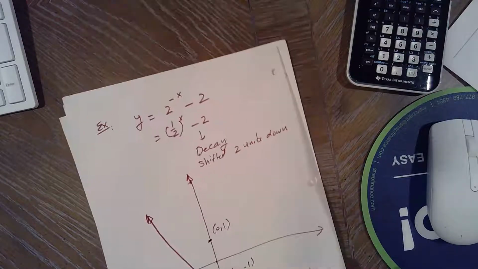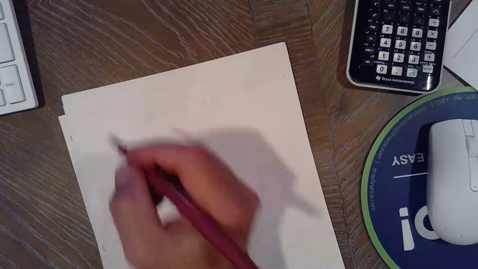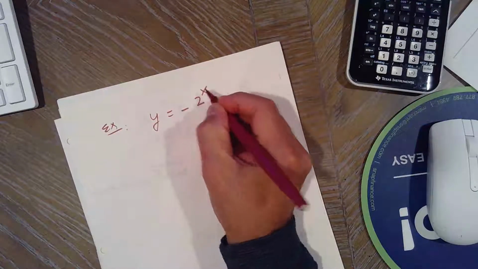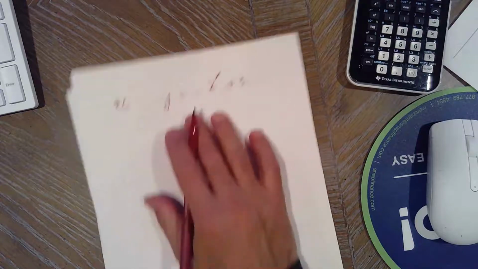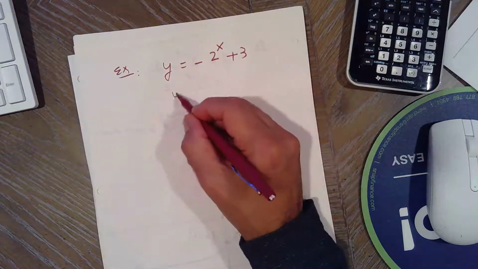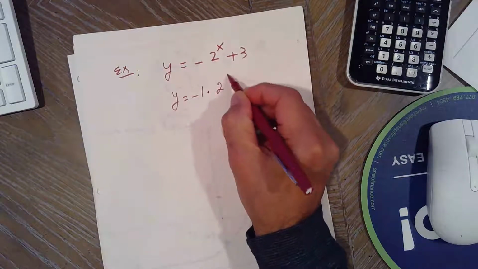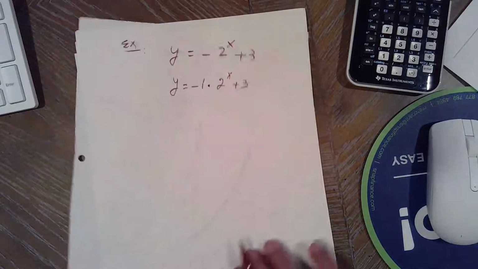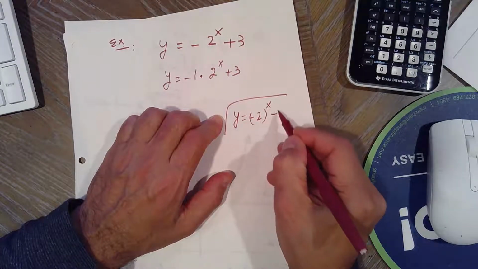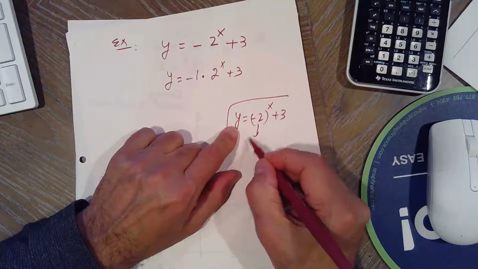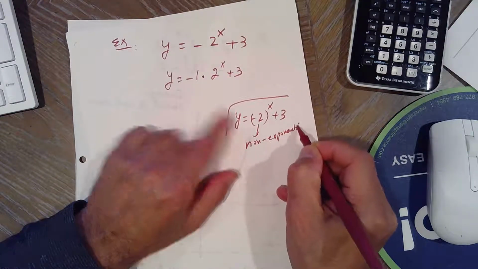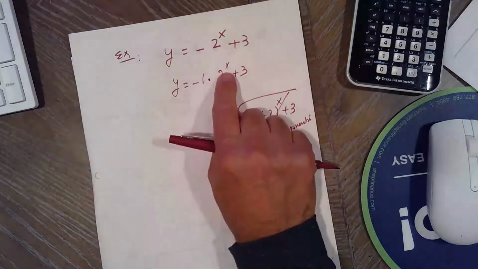Okay, here's another one. y equals negative 2 to the x plus 3. Here, remember, we can't have a negative base, so this is not negative 2 to the power x. No, this is negative 1 times 2 to the x, plus 3. If they wanted a base of negative 2, which is non-exponential, remember, we cannot have a negative base. But that's not what I mean here. They're talking about 2 to the x.